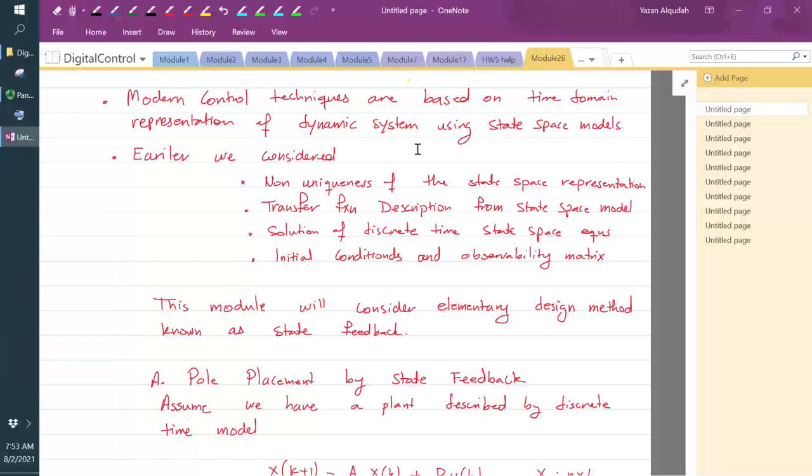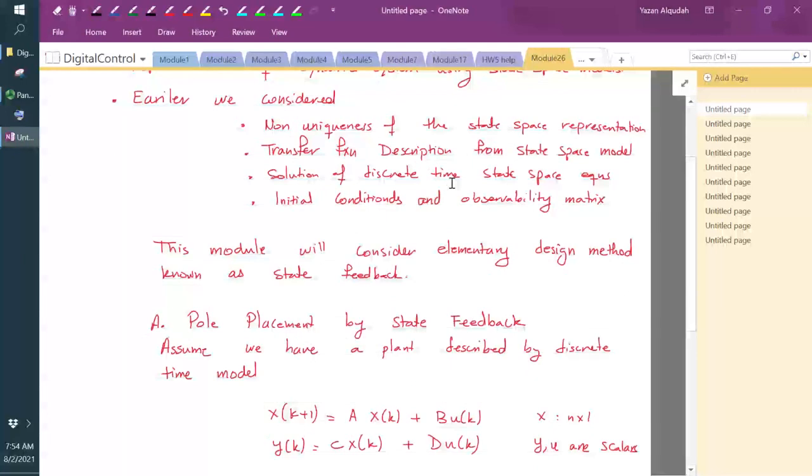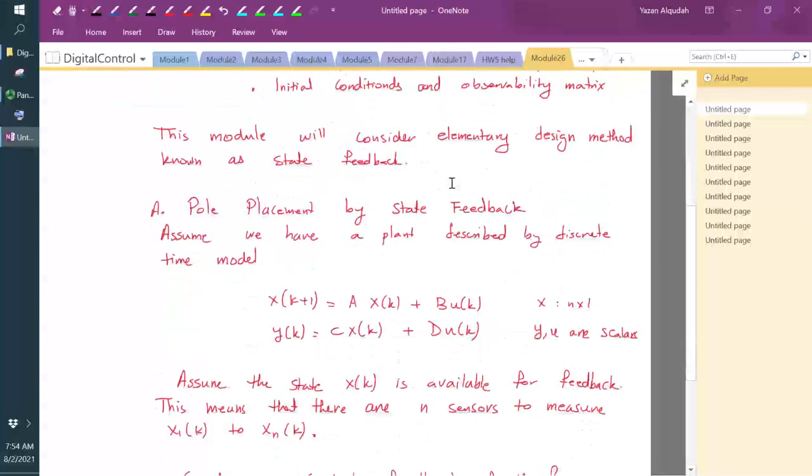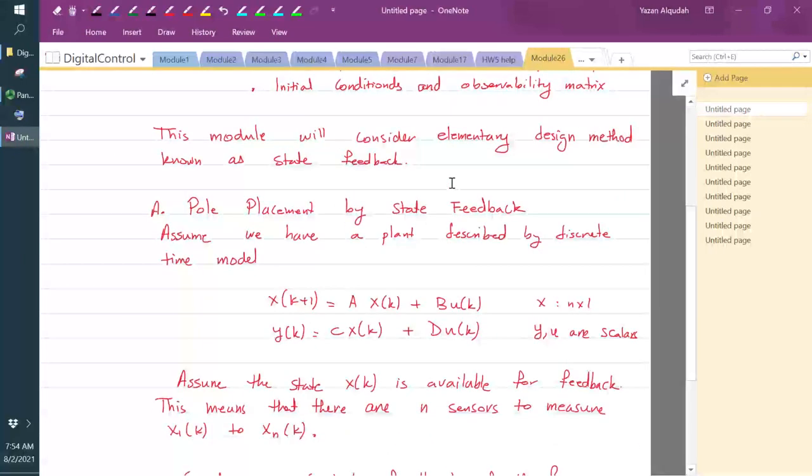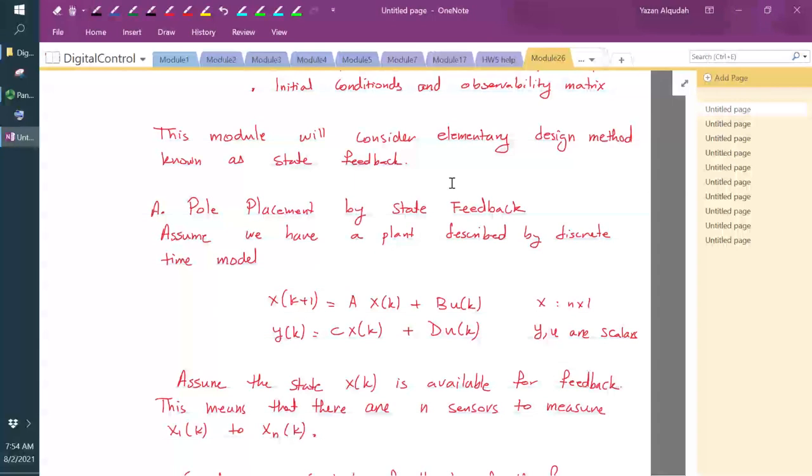Now again, in this module we're going to be designing a controller using these modern control techniques using the state space representation. Okay, so let's look at the first topic, which is pole placement by state feedback.